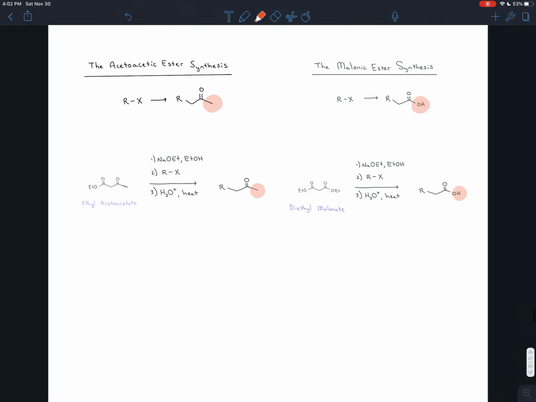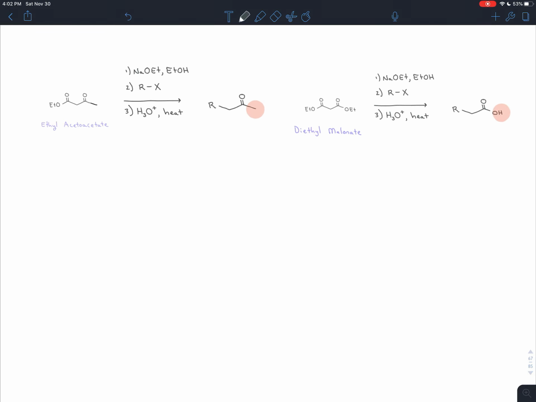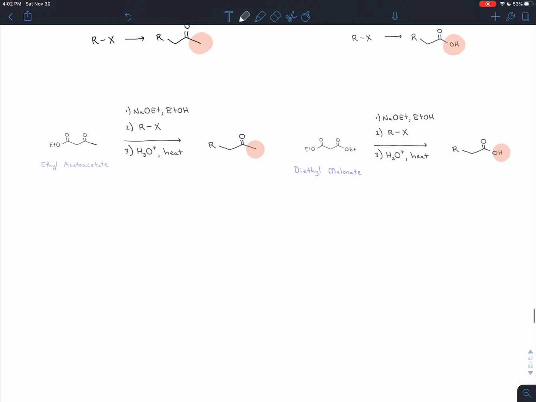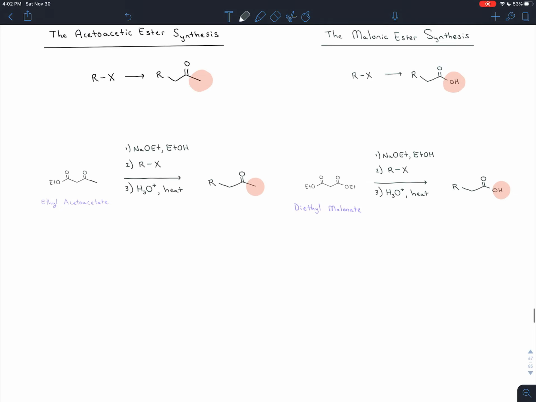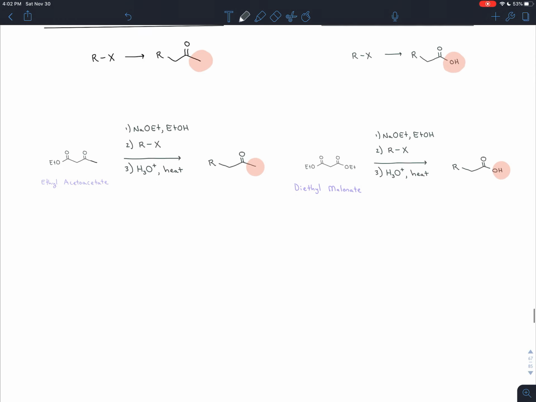Now, we can walk through the mechanism. We will. I think it's a good exercise. But you'll see that it's really the same mechanism as for the malonic ester synthesis. And so maybe if you wanted to review that, this is a great review for that. That's another way you could use this video to review how the malonic ester synthesis works, because it's pretty much the same way.